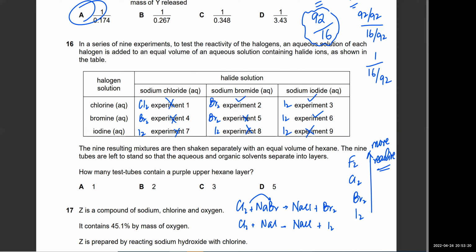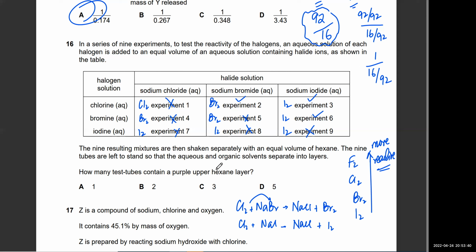And I also gave you the picture of what is left in the solution. So the 9 resulting mixtures are then shaken separately with an equal volume of hexane. The 9 tubes are left to stand so that the aqueous and organic solvents separate into layers. So how many test tubes contain a purple upper hexane layer?